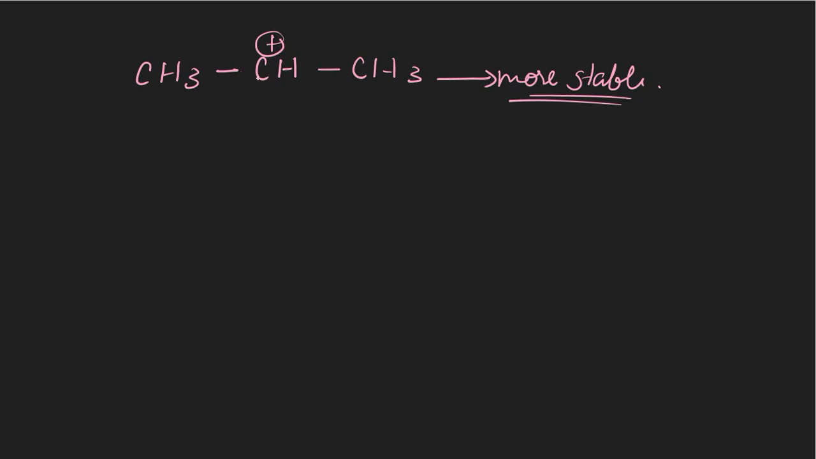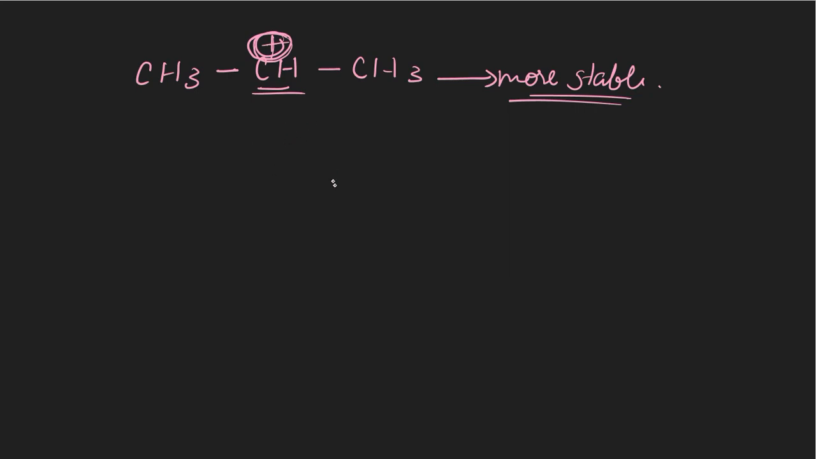And now what happens? It is more stable than your primary carbocation, but it is still unstable because it still wants electrons. It requires electrons. It is like a thirsty lion wanting water, or like a thief who wants money. Everybody wants money. Similarly, this carbon atom wants electrons to become stable.